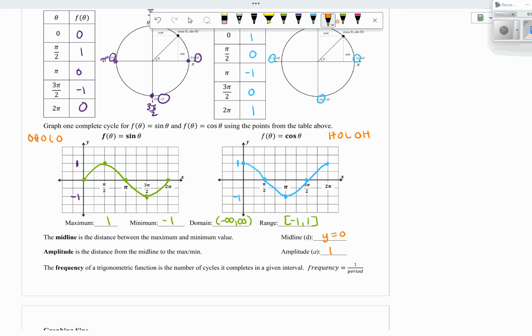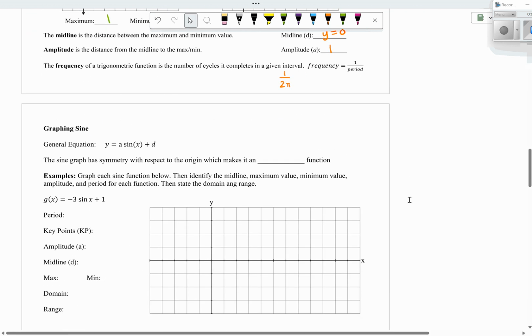The frequency of the trigonometric function is the number of cycles it completes in a given interval. In this case, the frequency would be equal to 1 over the period. So 1 over 2 pi would be equal to the frequency for these graphs right here. Those are our basic graphs, and now we're going to look at the transformations.